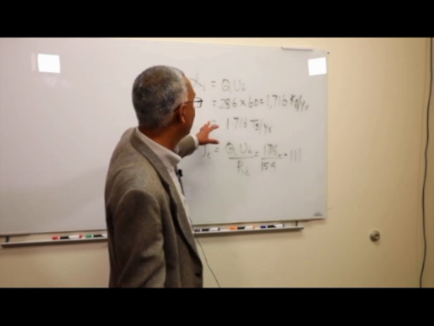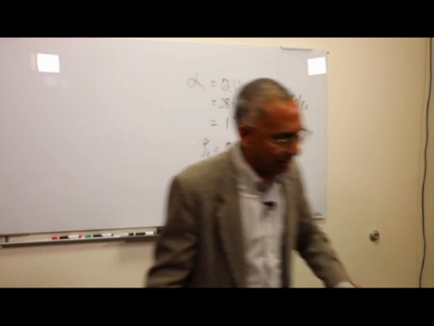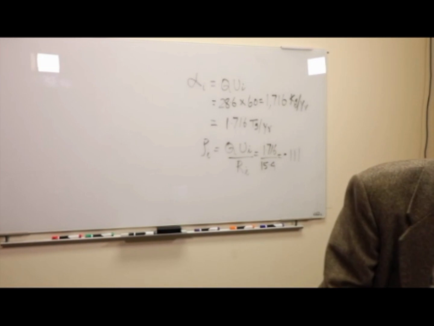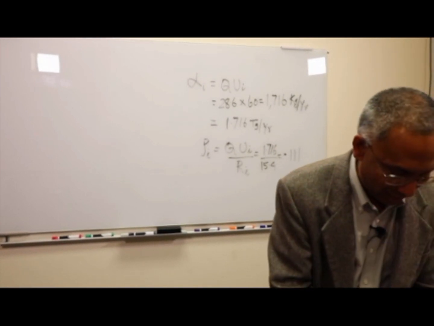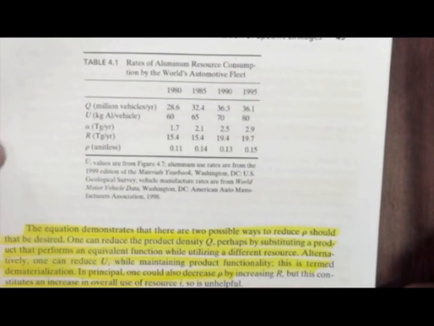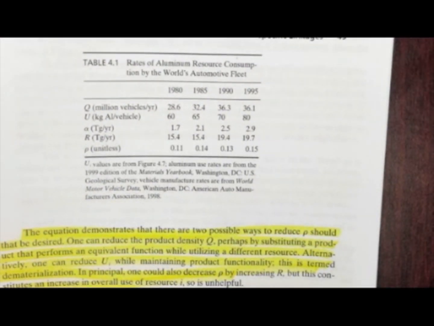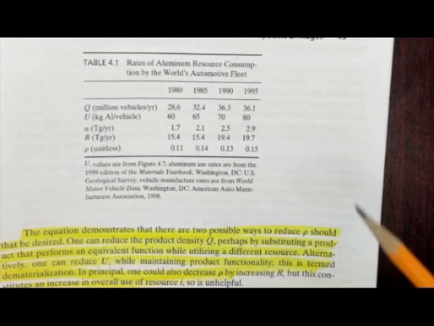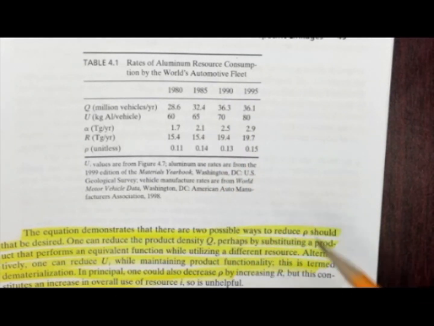So let's take a look at this by plugging in some numbers. Right now it seems very abstract. There's a table in your handout, this table here, and what we're looking at is aluminum resource consumption by automobiles.